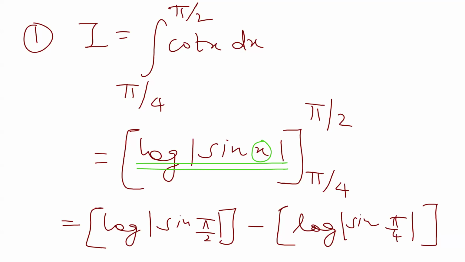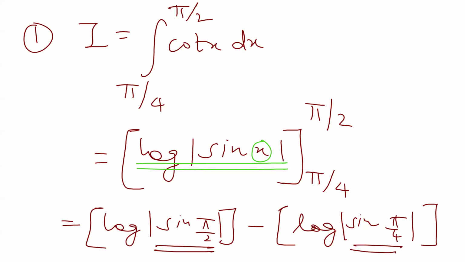Upper limit and lower limit, modulus is there, right? First always the upper limit and then only the lower limit. Minus sign in between. It cannot be box plus box. It has to be box minus box. Now you can use a calculator. Sin 90, pi by 2 is 90.